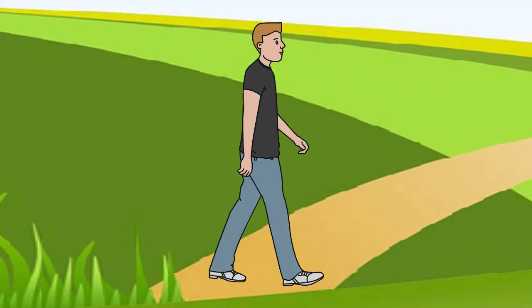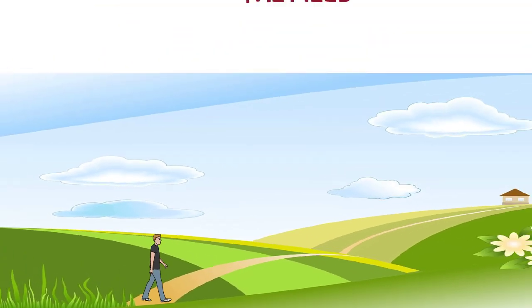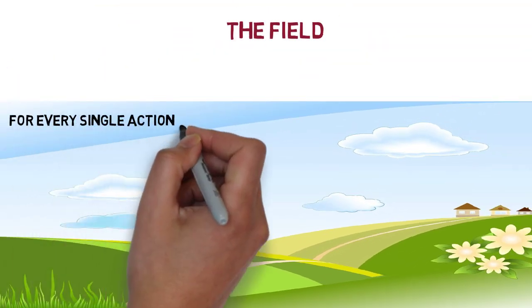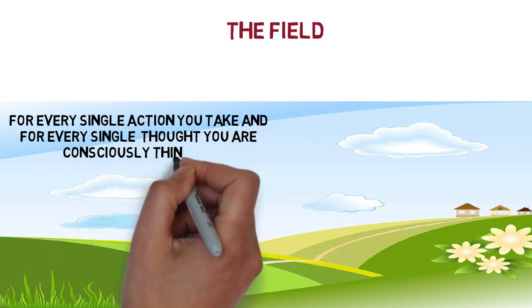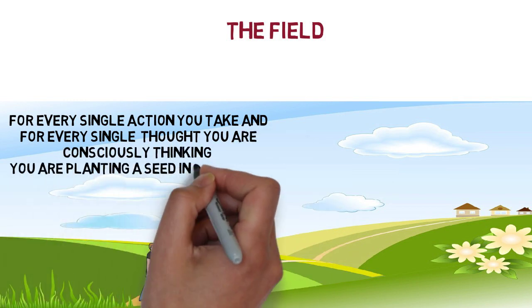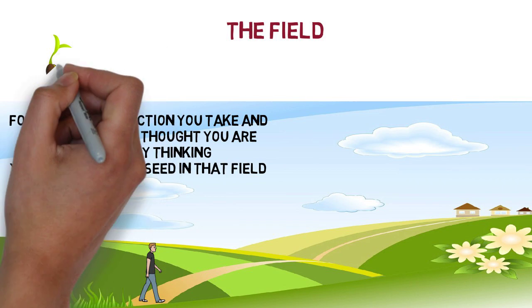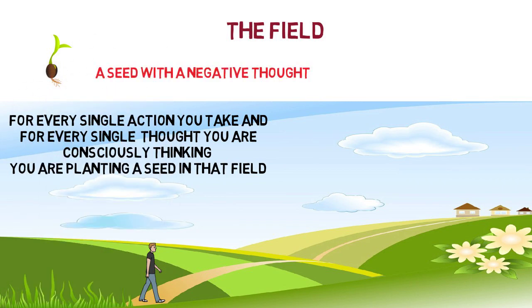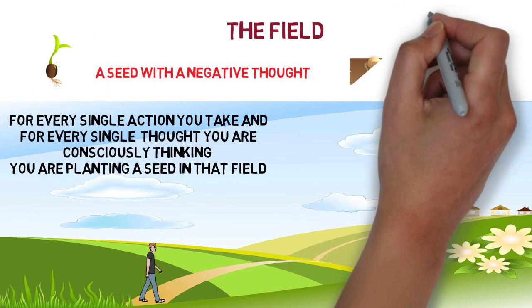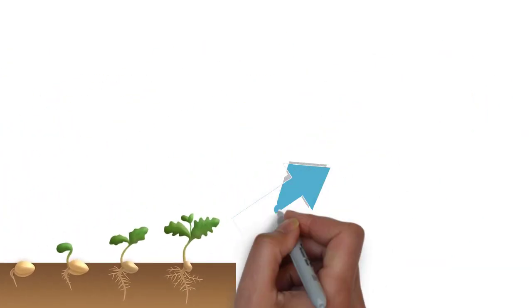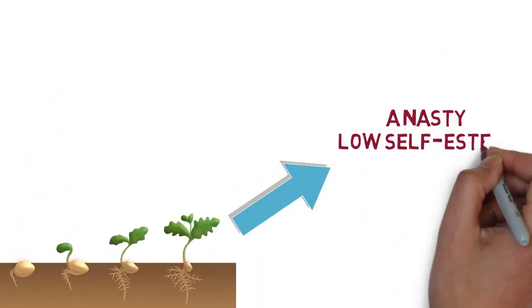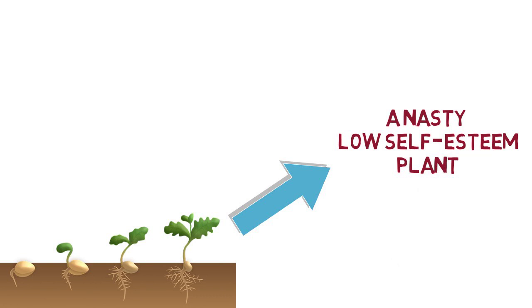Now here is where the magic happens, so listen very carefully. For every single action you take and for every single thought you are consciously thinking, you are planting a seed in that field. If you plant a seed of a negative thought about yourself, it will slowly start growing in that field, and after a few weeks to months, it has grown to a big nasty plant of low self-esteem, or a plant that gives you a negative emotion of some sort.